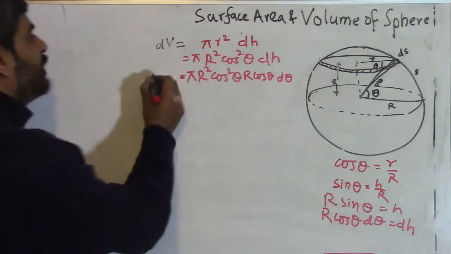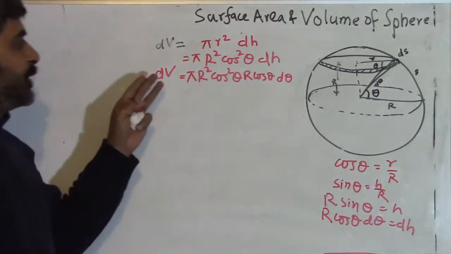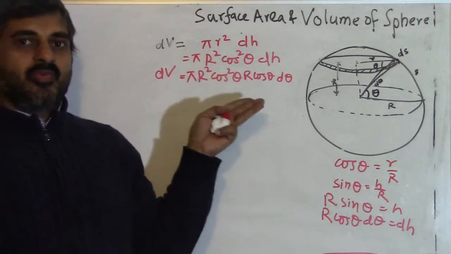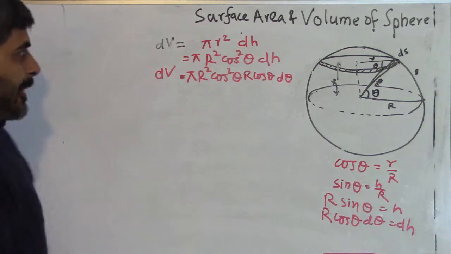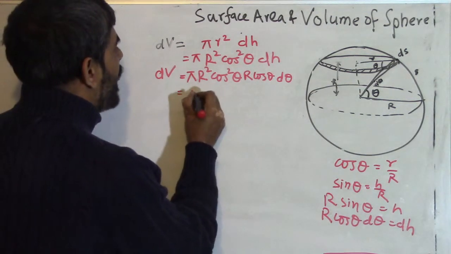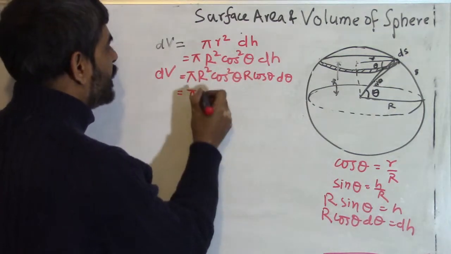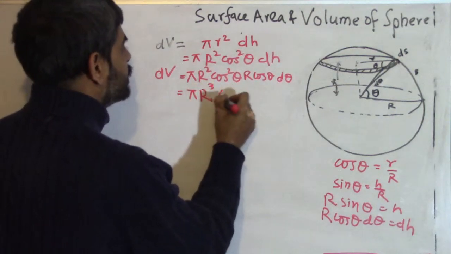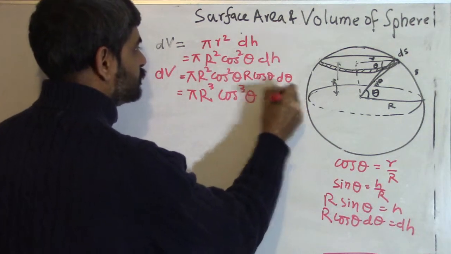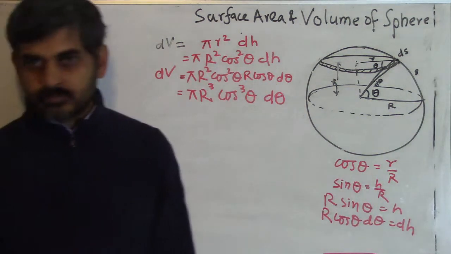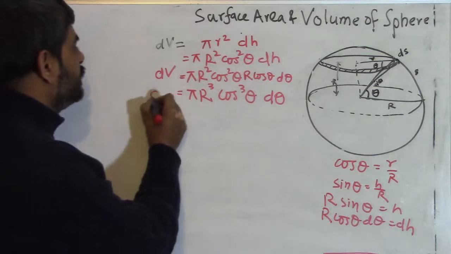The next, this is our dv. So we are able to express dv in terms of only one variable, theta, that we can integrate. Equal to pi r square into r is r cube, and this is cos cube theta d theta. This is dv.